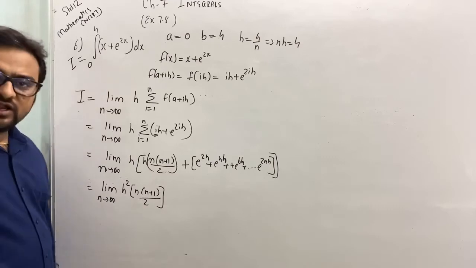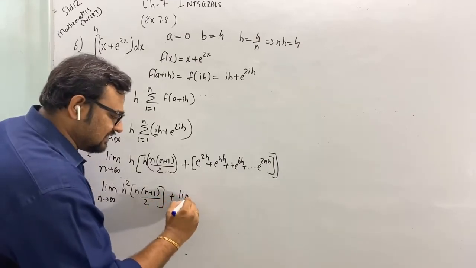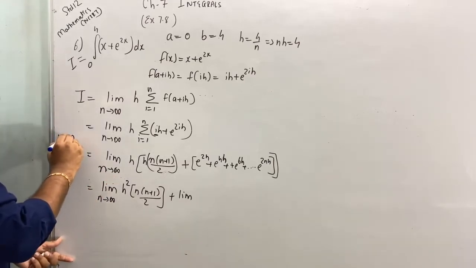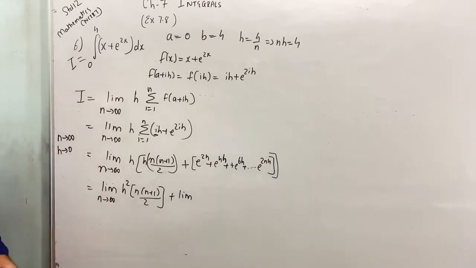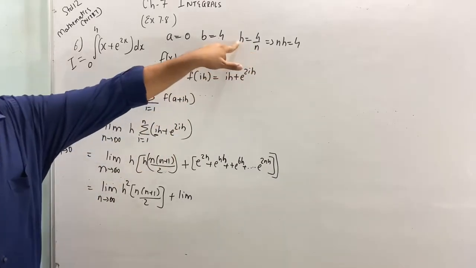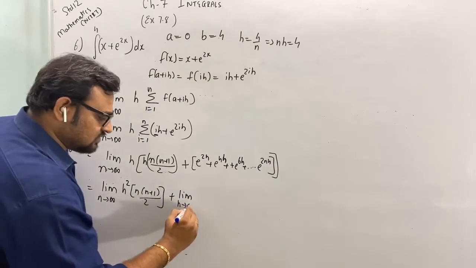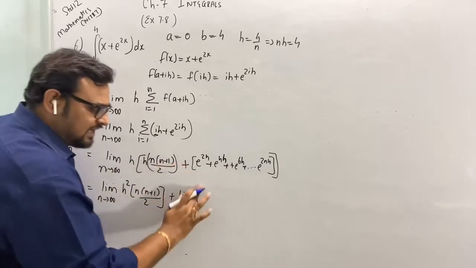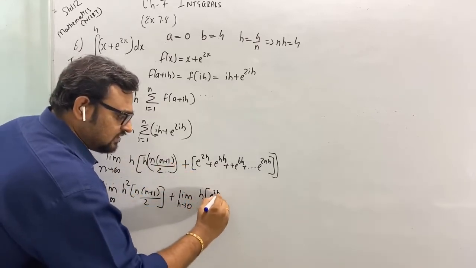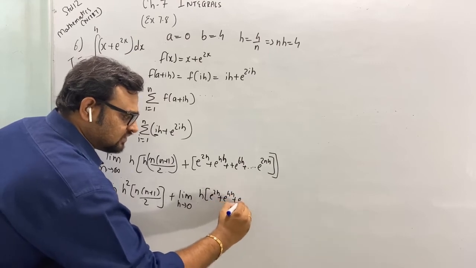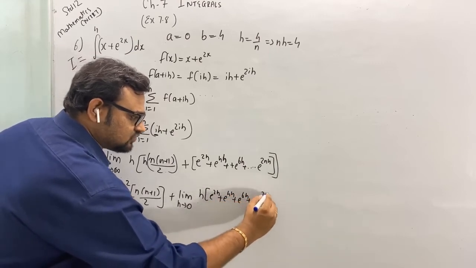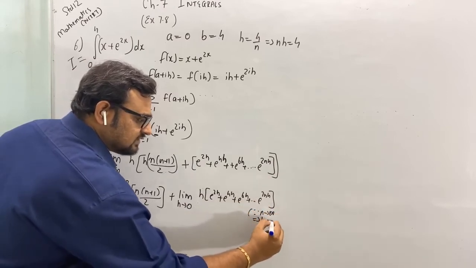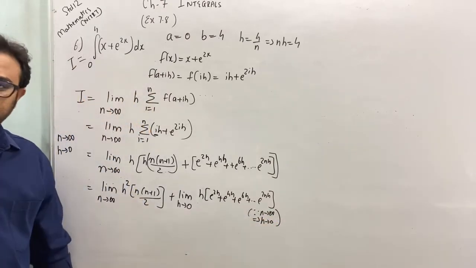(n plus 1) by 2 plus limit. Now when n tends to infinity, that means h tends to 0, right? When n is infinity, h is 0. So here I will use h tends to 0. I will multiply this h here also. So h into (e raised to 2h, e raised to 4h, e raised to 6h, up to e raised to 2nh), because n tends to infinity implies h tends to 0.